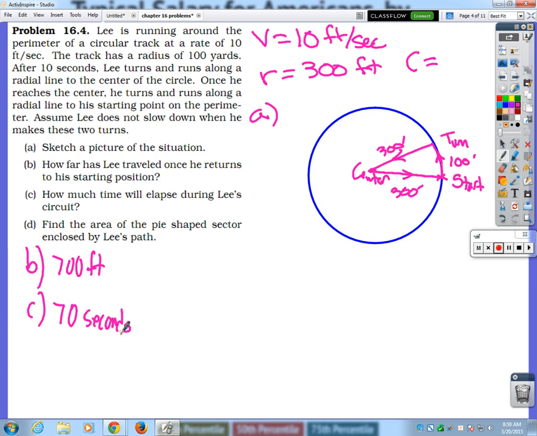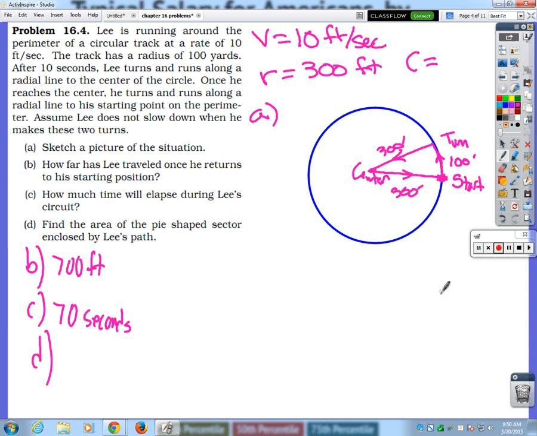Okay? I have a question. So why is it only 700? But where do you end and start? So he starts here, right? I got this 100, 400, 700, but then another 100 to go up. No, because this is his starting point, so once he gets back there, he's done.